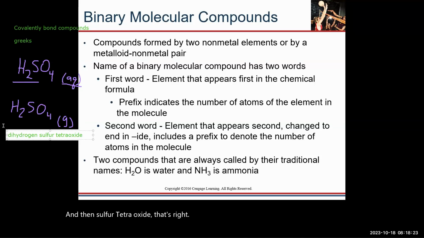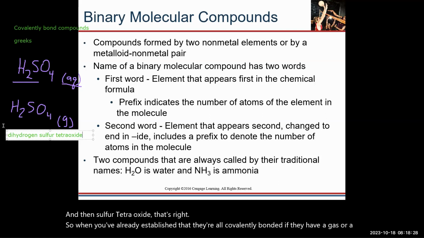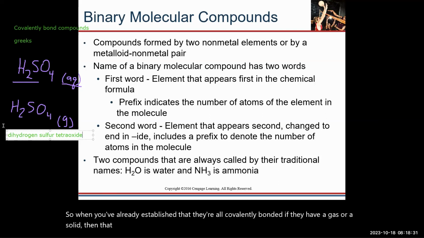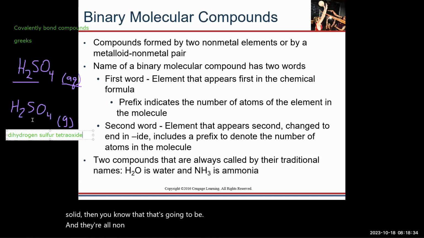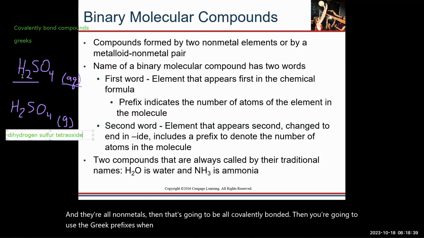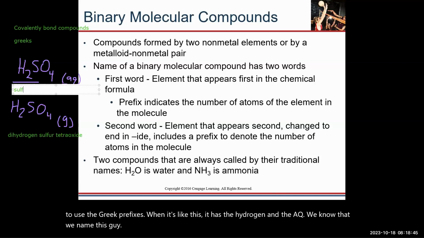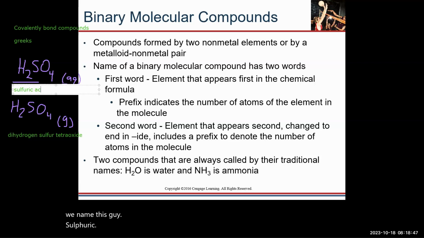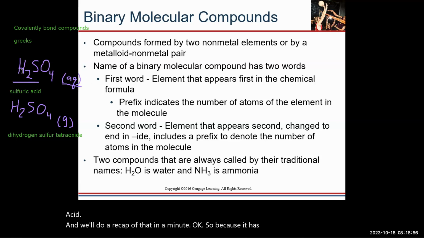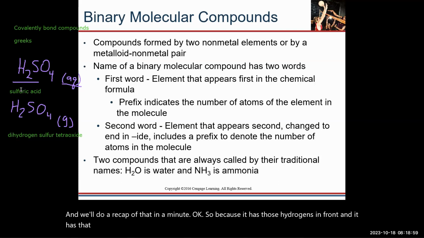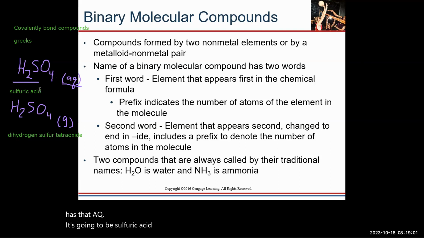Okay. So when you've already established that they're all nonmetals and they're a gas or a solid, then that's going to be all covalently bonded. Then you're going to use the Greek prefixes. When it's like this, with the hydrogen and the AQ, we know that we named this guy sulfuric acid. And we'll do a recap of that in a minute. Because it has those hydrogens in front and it has that AQ, it's going to be sulfuric acid. Does that make sense?